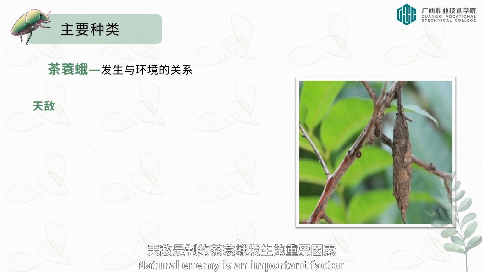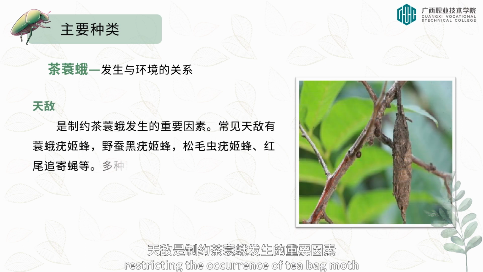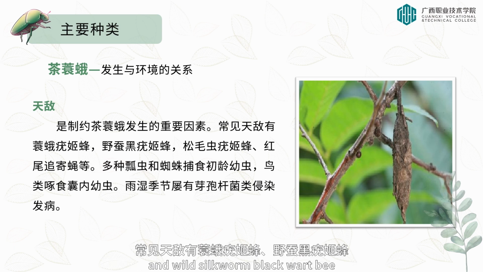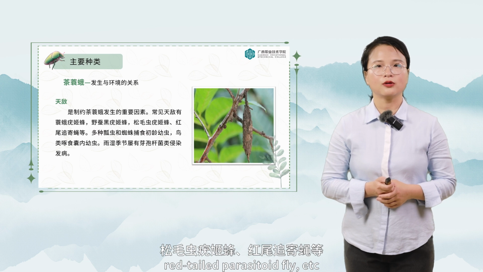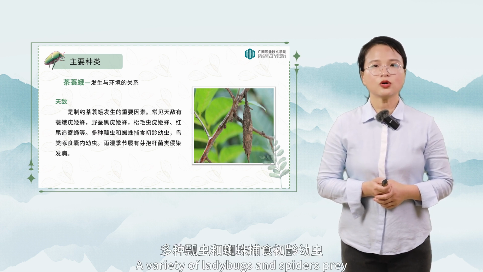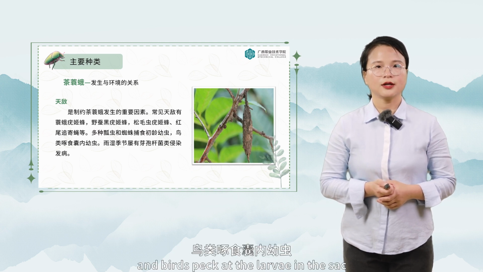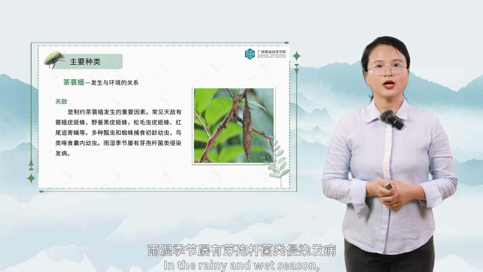Natural enemy is an important factor, restricting the occurrence of tea bag moth. Common natural enemies include mothwort bee and wild silkworm blackwort bee, pine caterpillar verrucous wasp, red-tailed parasitoid fly, etc. A variety of ladybugs and spiders prey on the first instar larvae, and birds peck at the larvae in the sac. In the rainy and wet season, bacillus infection frequently occurs.